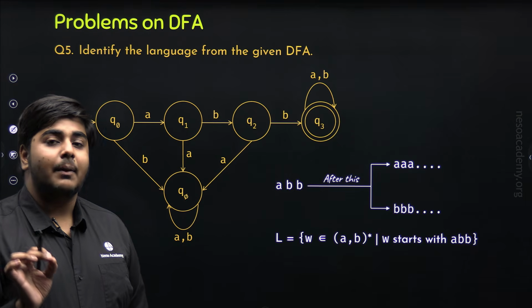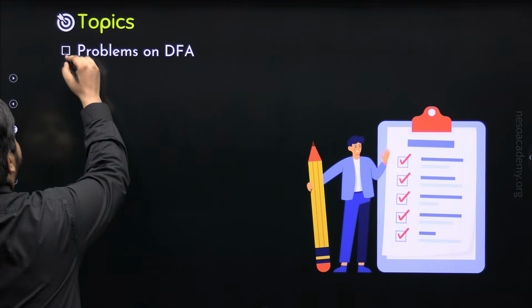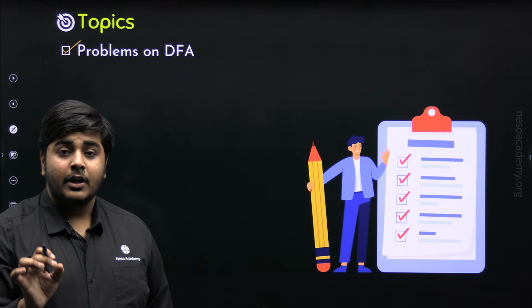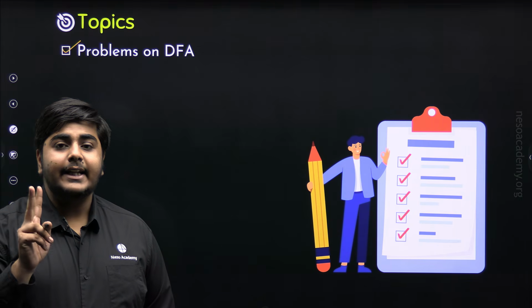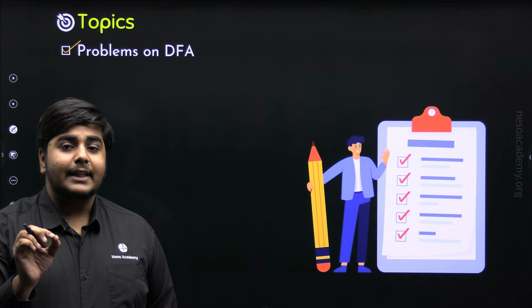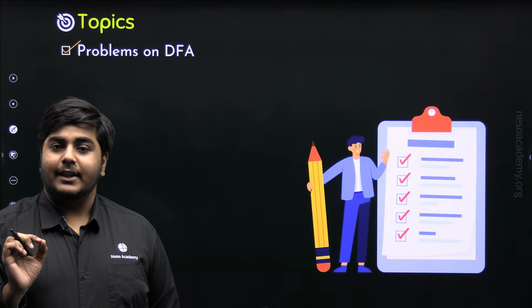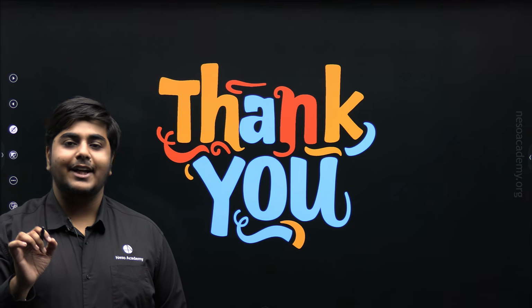In this way, we have completed all the 5 questions on DFA. And from the next lecture, we are going to begin with the second type of finite automata, that is NFA, non-deterministic finite automata.